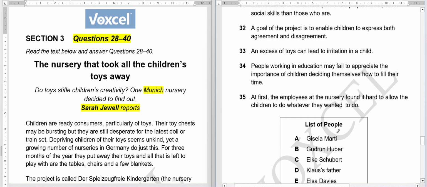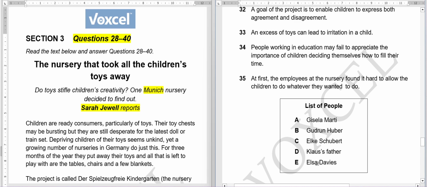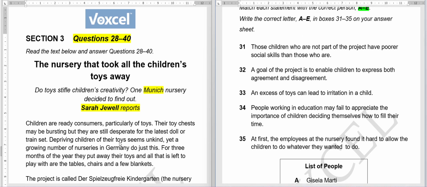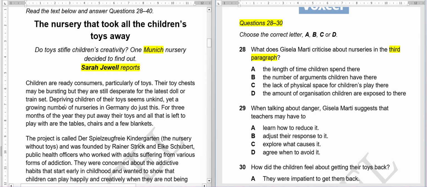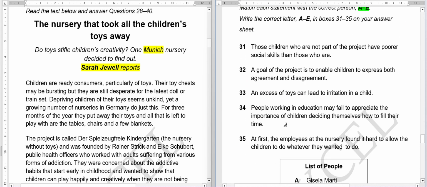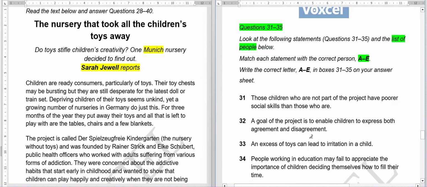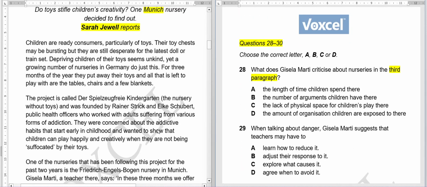Clear? So now we know these are the five people we have been given. Whenever we find any name, we will go to these questions and try to identify whether some information is given there or not, or whether any person said that particular thing in that particular paragraph. Clear? And for these questions, we know the 28th question is in the third paragraph itself, so not in the first or the second. And for the 29th, it's again about Gisela Marti and toys back, so we will look after that. So now we're gonna read the first paragraph, and then see whether these questions are in this paragraph or not. Clear? So let's read the paragraph together.